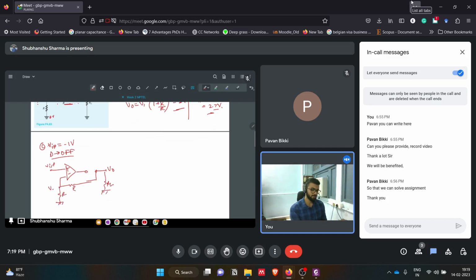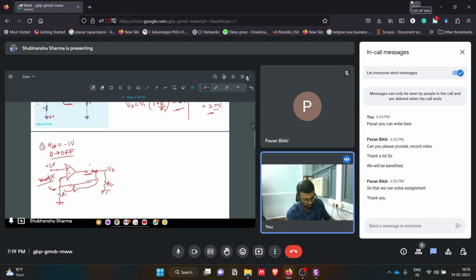So now, what will be the output voltage? Since this op amp output is not connected, this will not act as a proper negative feedback circuit, because the feedback has been cut. So the negative feedback path will not work, and we cannot use virtual short here. Virtual short cannot be used here. So V input will not be equal to V negative.